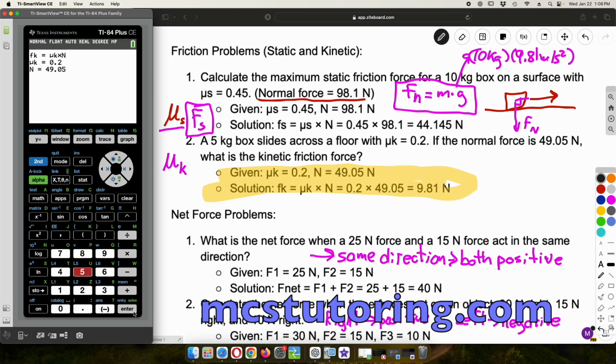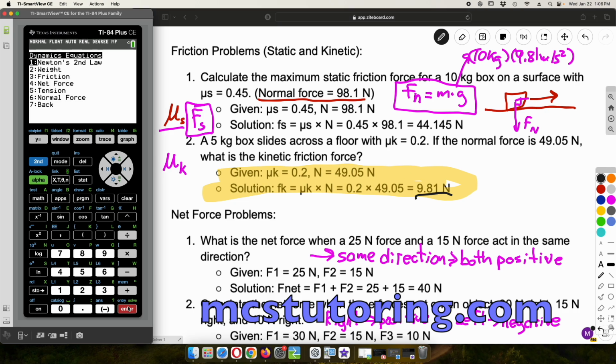This particular program doesn't include units because sometimes teachers will switch between grams and kilograms. It messes everything up. So make sure if you're going to be talking about newtons, your kilogram meter per second squared. So here we get F sub K is 9.81, and that's our answer right there, 9.81 newtons.